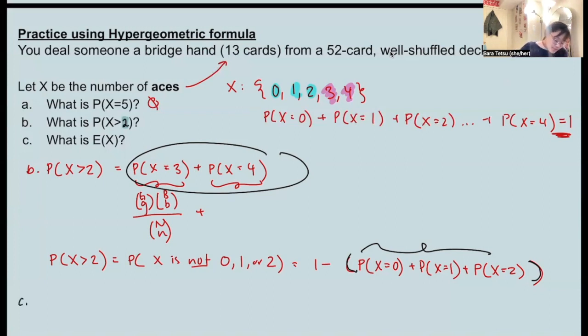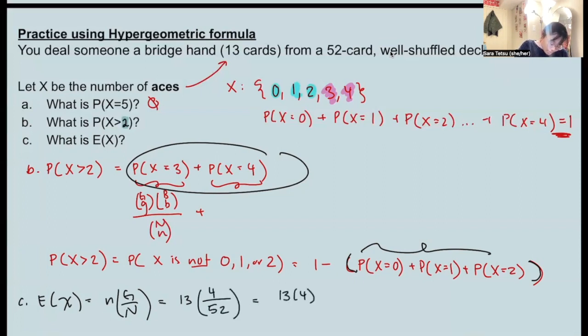And let's move on to part C. The expected number of aces in your bridge hand is equal to n times g over N. Little n would be the size of the sample, which is 13. The number of good would be 4, because that's the number of aces there are, out of 52, which is the total population, which gives 13 times 4 over 52. And whatever that number is, that is the expected number of ace cards in a random sample of 13 cards. So yeah.